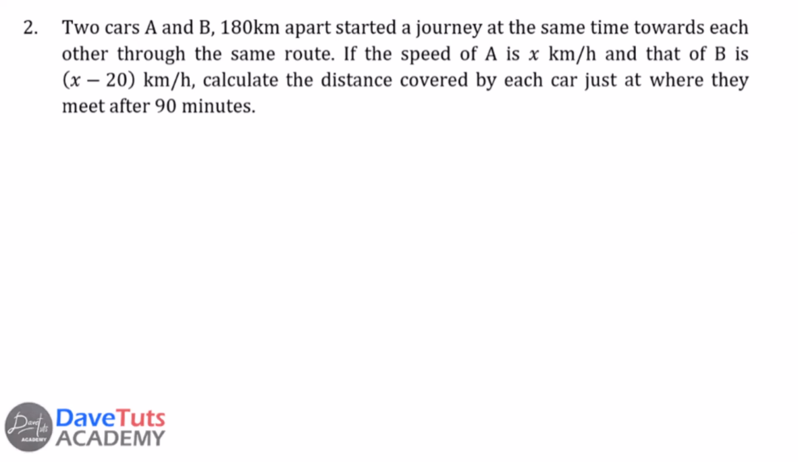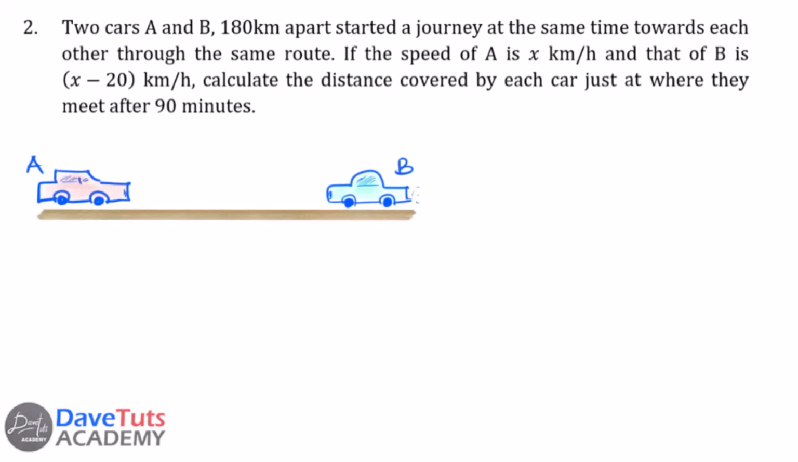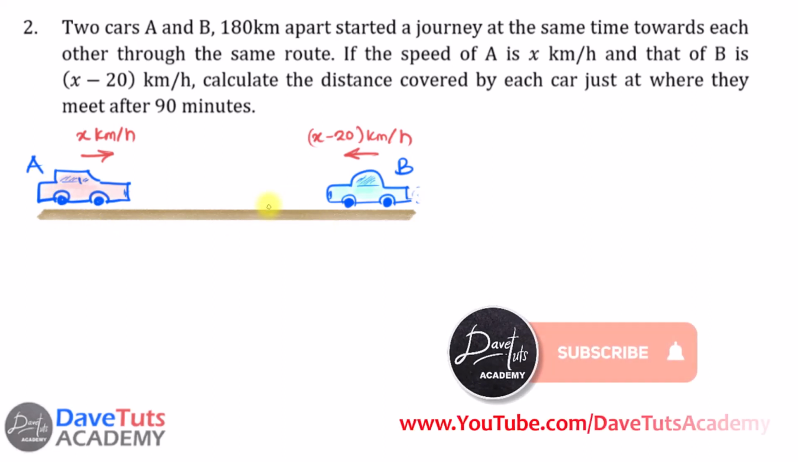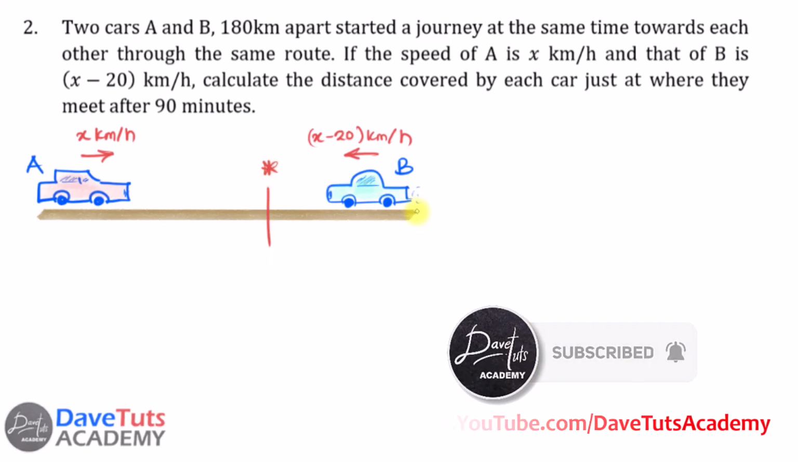Okay, so a picture is worth 1,000 words, and this is a pictorial view of what we are being told is happening in this particular case, that A is moving at x kilometers per hour, so this is x kilometers per hour. Then B is moving at a speed which is x minus 20 kilometers per hour, so we have that as given. So like I said initially, that means that A is traveling faster than B. So if they are meeting, they will meet closer to B. So let's say somewhere around there. So this may inherently be their meeting point.